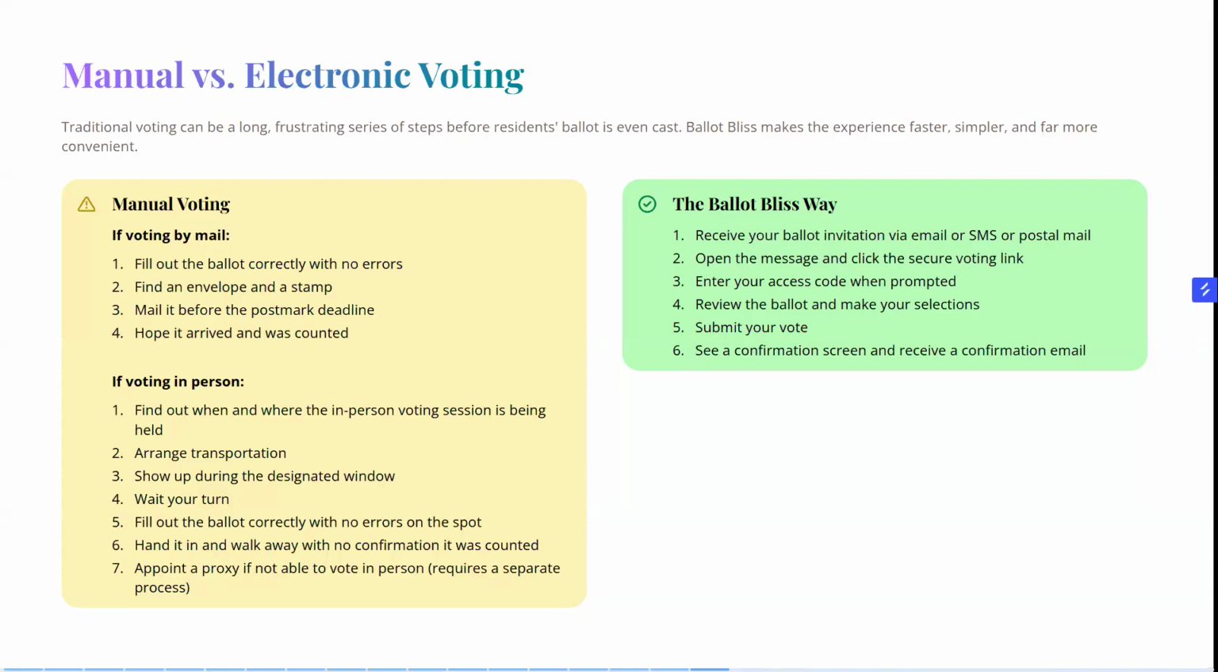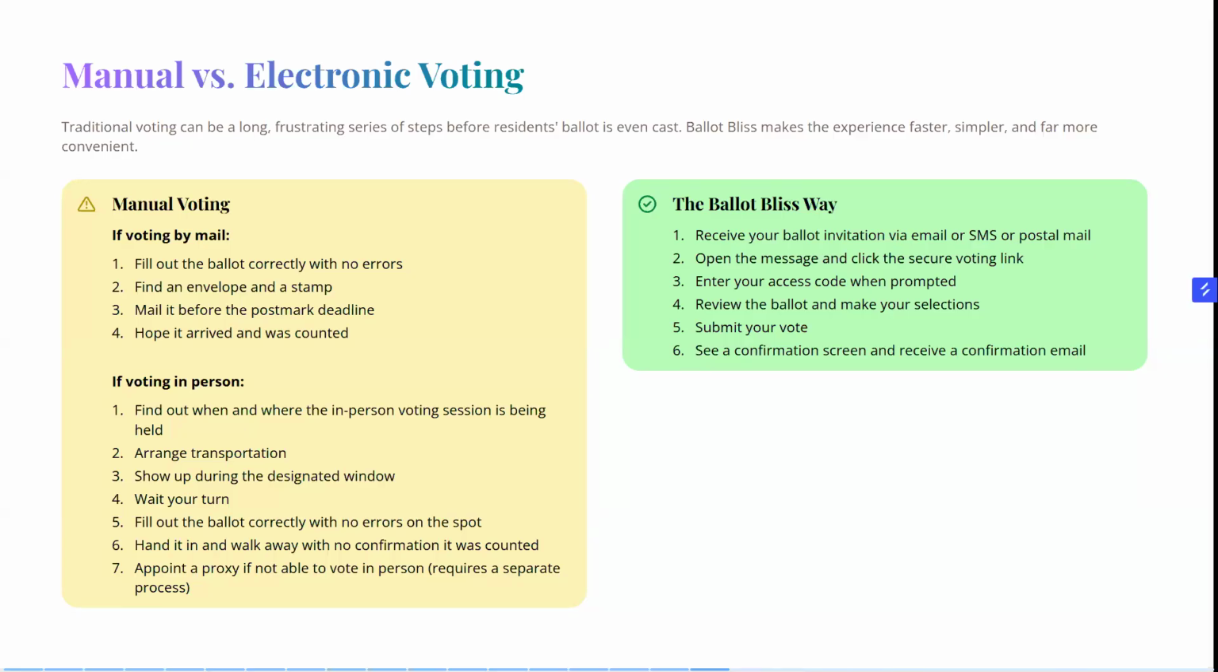Now, let's look at the right side. A resident receives an invitation by email or text. They open it, click the secure link, enter their access code, make their selections, and hit submit. They see a confirmation screen immediately and receive a confirmation email shortly thereafter. This entire process is completable from anywhere at any time on any device connected to the internet.